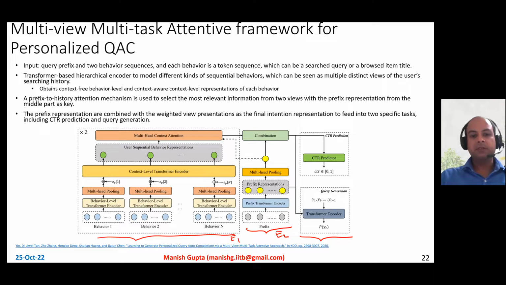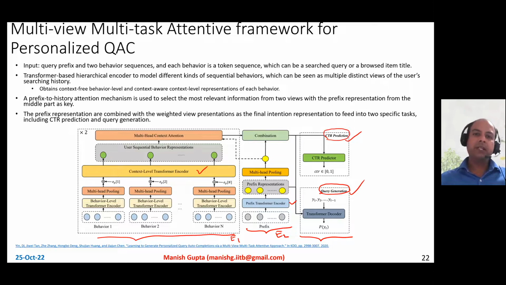So both of them basically use transformer encoder layers so as to encode things. Finally, the prefix and the previous behavior encoding is combined so as to generate the queries, generate the next query, right? Or generate the completions for the current query. There is also yet another task which is being done in combination with this query generation task. That is basically the CTR prediction task.